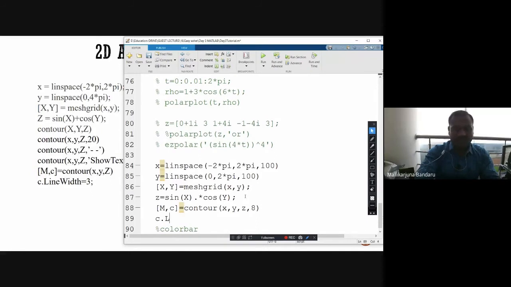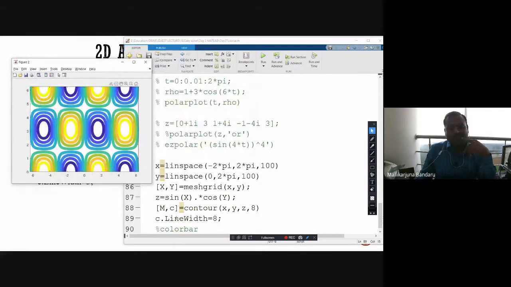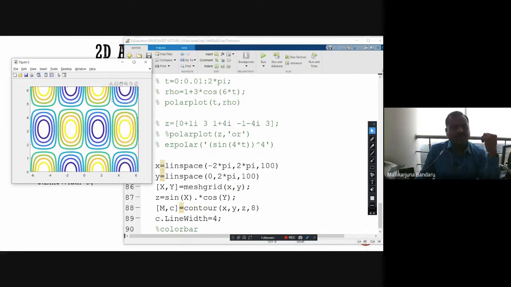C dot line width is equal to, suppose, 8. Let me take that, then see what we will get. For the contours, the size will be increased. Maybe 8 is less, I think. Oh, it's maximum. See, if I take 4 itself, the thickness will be reduced. C dot line width. For different formats, there are different syntaxes. So see how it is.